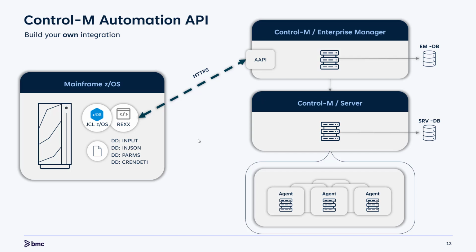So using these three elements, we are going to create an HTTPS connectivity with the Automation API, meaning that all the information will be encrypted. Once we have created this connection from the mainframe to the Automation API, we will be able to take leverage of all the services that are exposed through the Automation API of Control-M. So it's very easy to build your own integration.